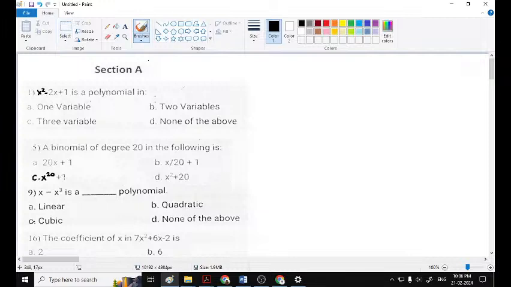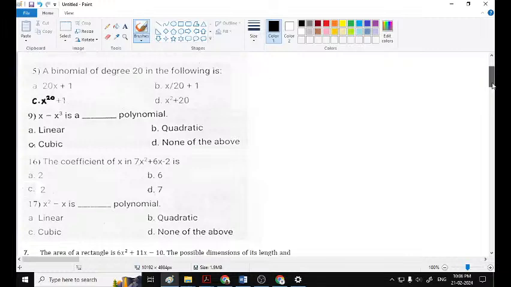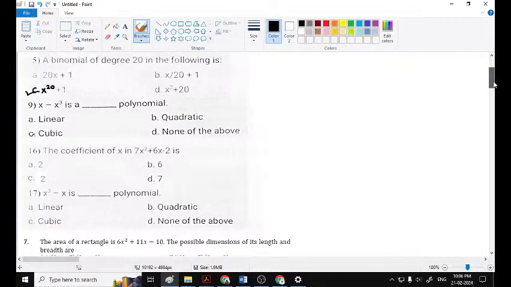Section 1 questions. x square minus 2x plus 1 is a polynomial in one variable because it contains only x. A binomial of degree 20 in the following is. Now a binomial is a polynomial having two terms. So this contains two terms, this also contains two terms. All these contain two terms, but the degree of polynomial is 20.